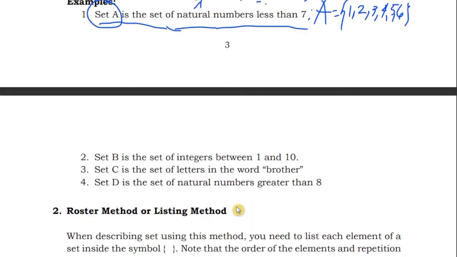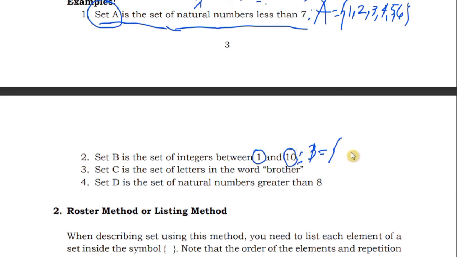That is how we go from the verbal description to the mathematical statement or mathematical symbol or mathematical description. We also have set B. So set B is equal to the set of integers between 1 and 10. Since it is between 1 and 10, we will not include the 1 and the 10. So we have the set 2, 3, 4, 5, 6, 7, 8, 9.